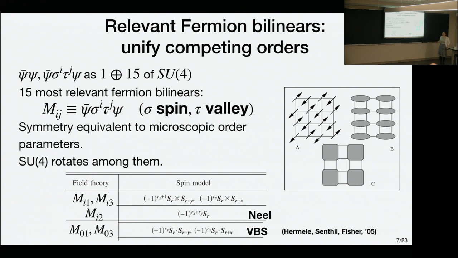What's interesting is that these fermion bilinears have the same symmetry properties as some microscopic order parameters, such as the Néel order and the VBS order parameters on the square lattice. However, at low energy, they are all unified by this SU4 flavor rotation. So this already gives a non-trivial prediction that this algebraic spin liquid, also called Dirac spin liquid, unifies the approximate ordered phases, namely the Néel order or the VBS order.